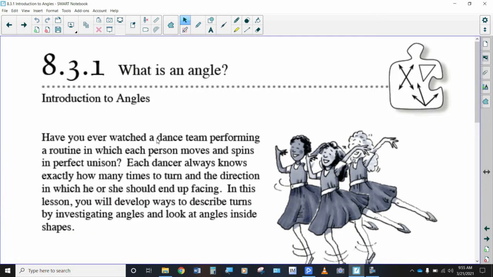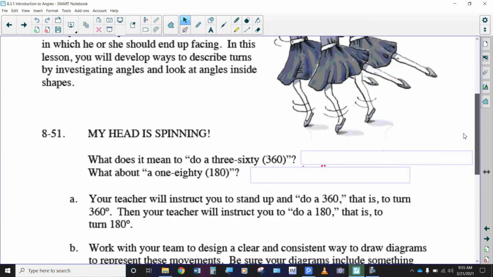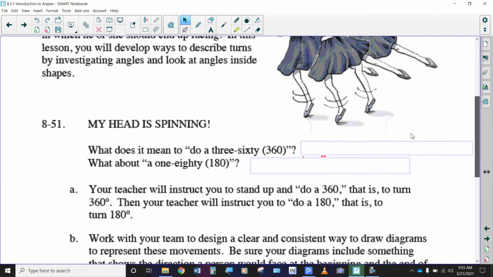It says, have you ever watched a dance team performing a routine in which each person moves and spins in perfect unison? Each dancer always knows exactly how many times to turn in the direction in which he or she should end up facing. In this lesson, you will develop ways to describe turns by investigating angles and look at angles inside shapes. All right, so first question for you to think about is what does it mean to do a 360 and what does it mean to do a 180?